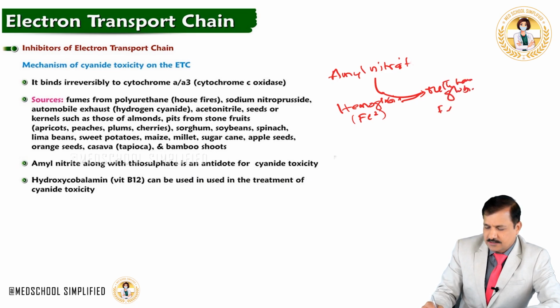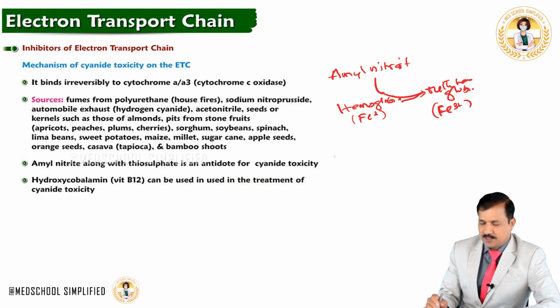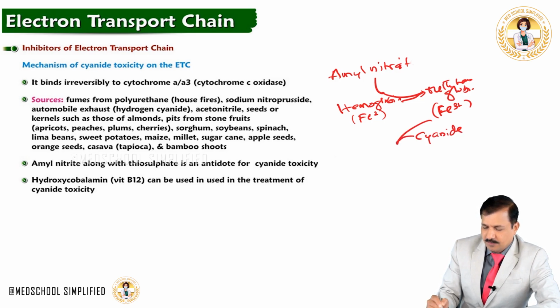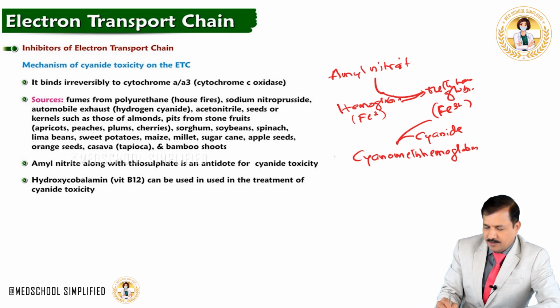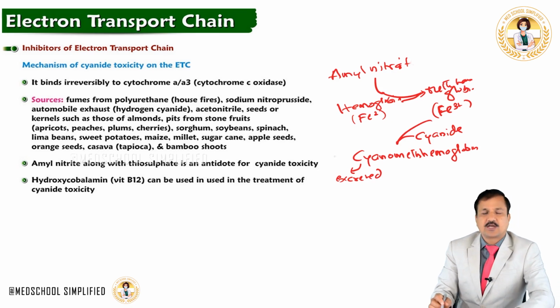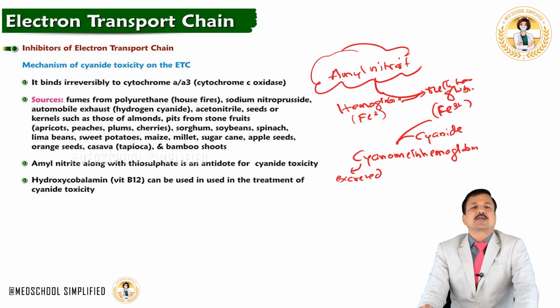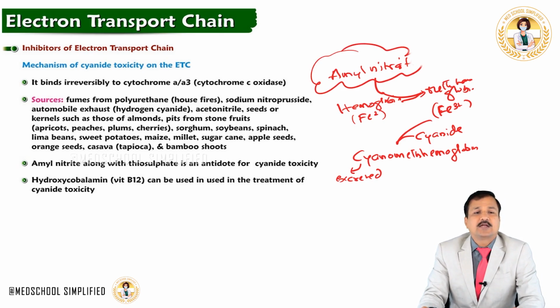And methemoglobin has ferric iron. So hemoglobin is converted into methemoglobin, and this methemoglobin has higher affinity for cyanide. So it will bind with that and become cyanmethemoglobin, and this is excreted, and that's how cyanide is taken out of the system. So that is how amyl nitrite is acting as an antidote for cyanide toxicity.